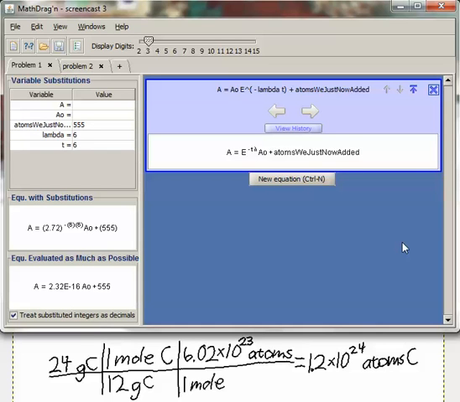I'm going to show you how to do unit conversions in MathDragon. Here's our example equation. This right here is exponential decay, with a little something added onto it.